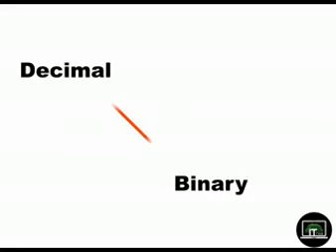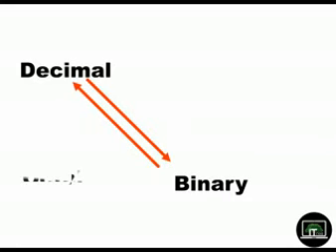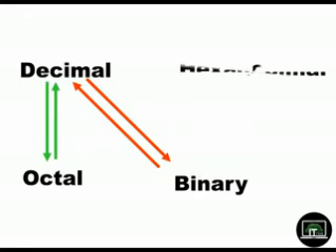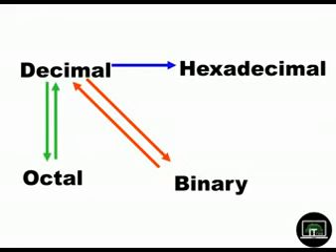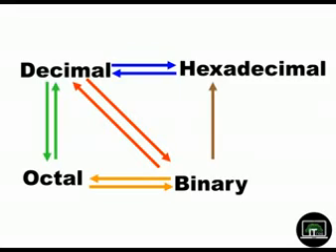Okay. As you know, we want to convert the decimal numbers to binary, then binary to decimal. The same thing we can do with octal, we can convert decimal to octal and octal to decimal. Then hexadecimal, we can convert decimal numbers into hexadecimal and hexadecimal numbers into decimal. Then we can do binary and octal conversion. So we can convert binary to octal and octal to binary. Then we can do binary to hexadecimal, then hexadecimal to binary.